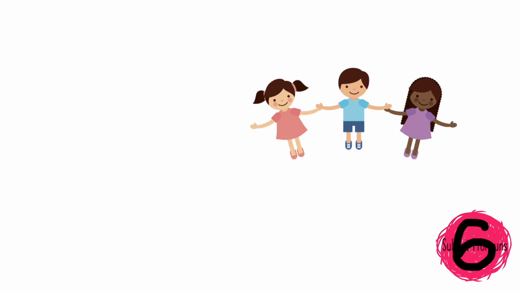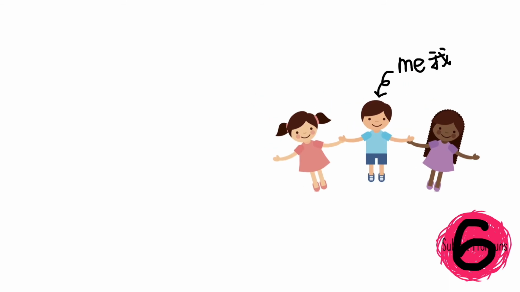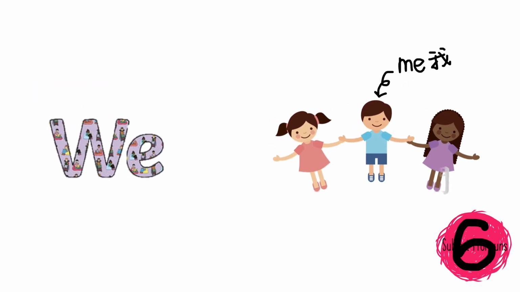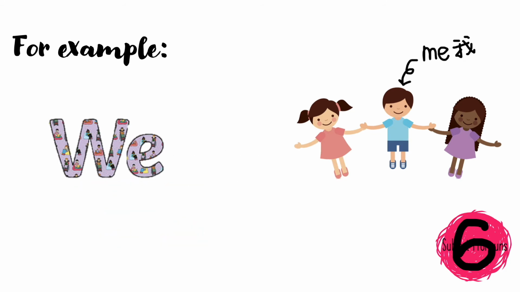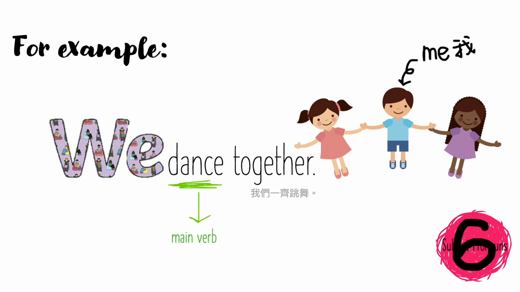Number 6, if you want to talk about a group of people, including yourself, you use we. For example, we are friends. Are the main verb. We is the subject. Another example, we dance together. Dance is an action verb. Who does this action? We.